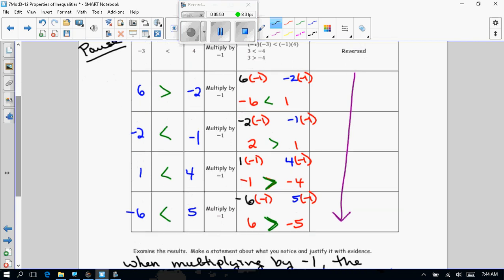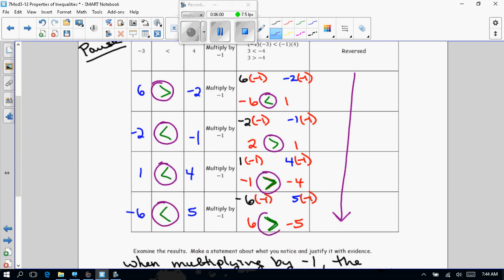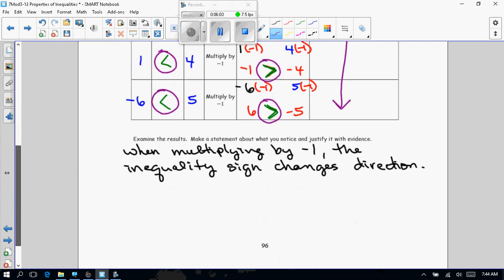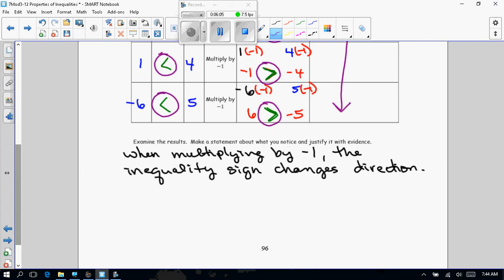My inequality every single time changed, right? Look at the original and look at the new one. They've changed every time. So when multiplying by -1, the inequality sign changes direction, right? It changed direction. It reversed. It's different. All right, well, I wonder if that's true for all multiplication then.